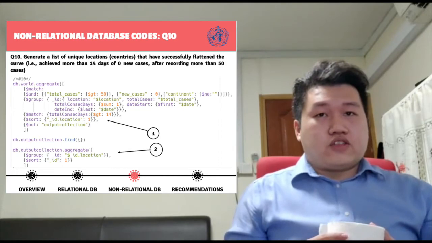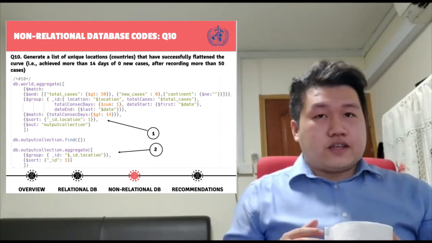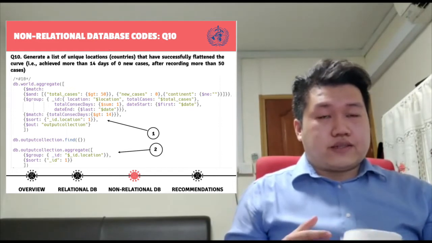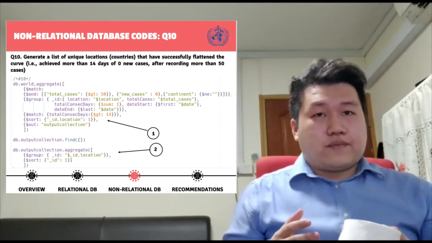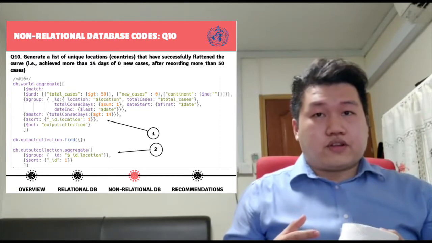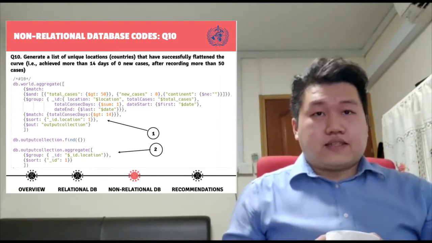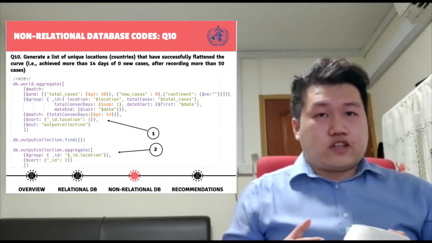Then we group them according to their location, followed by their total cases, and tabulate the total number of consecutive days by using the sum operator and the starting and ending date of the period by using the first and last operator, respectively. Lastly, we only match the documents whose total number of consecutive days is greater than 14 to get the countries in the list that have achieved more than 14 days of 0 new cases.